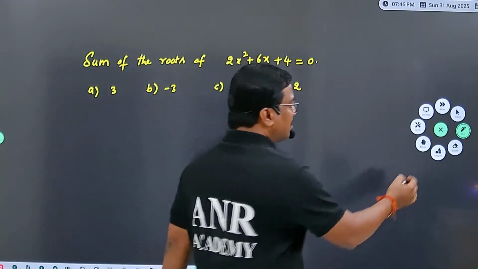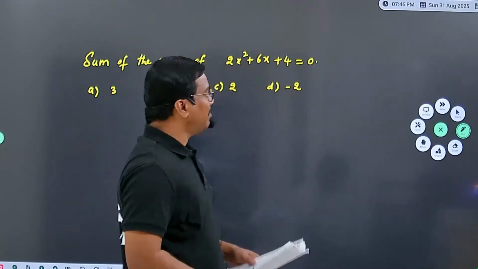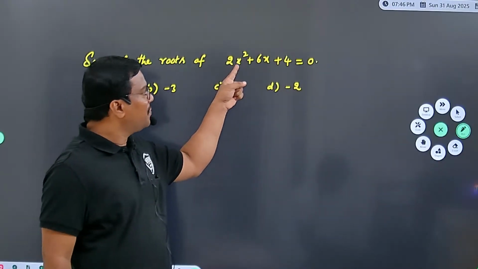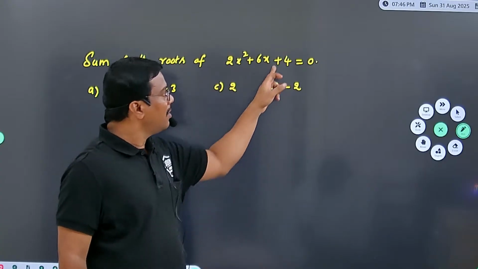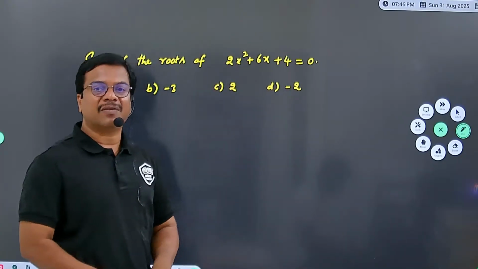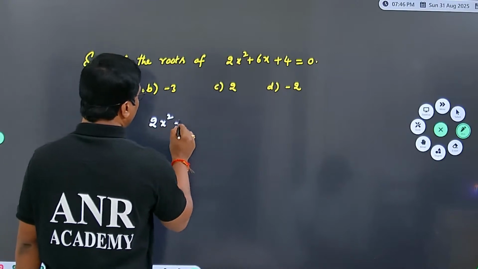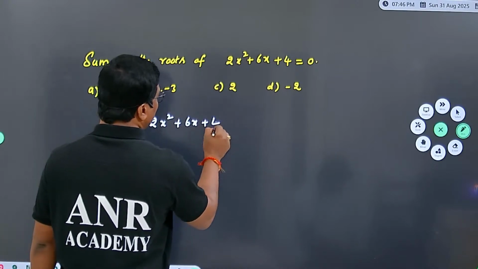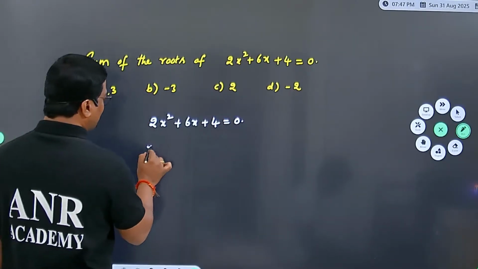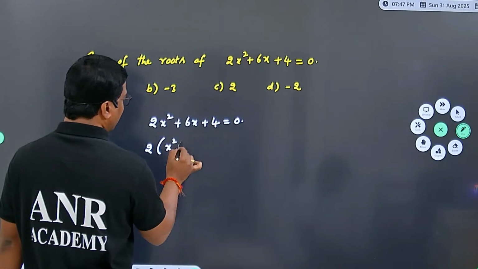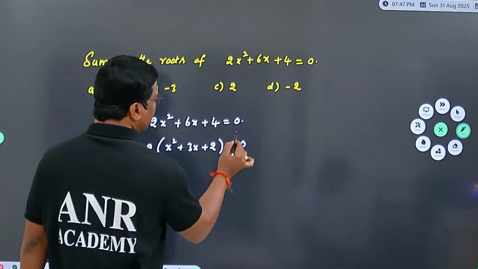See the equation, which is not in simplest form. Coefficient of x square is a multiple of 2, coefficient of x is a multiple of 2, and the constant is also a multiple of 2. Given equation 2x square plus 6x plus 4 equal to 0. If you take 2 common, then what we get? x square plus 3x plus 2 equal to 0.